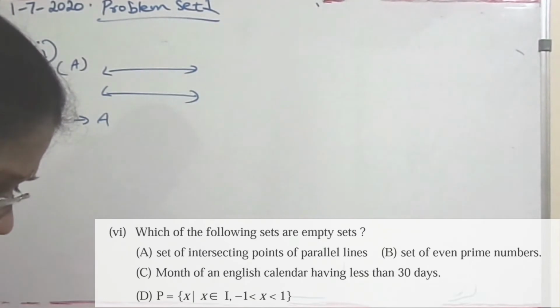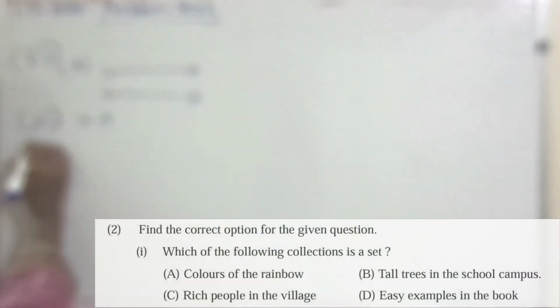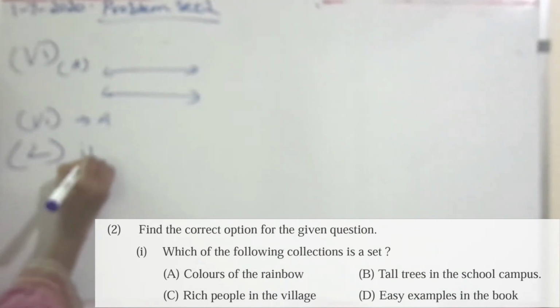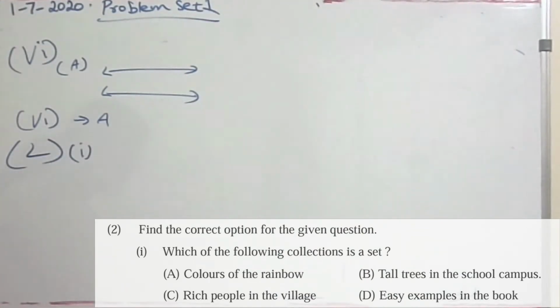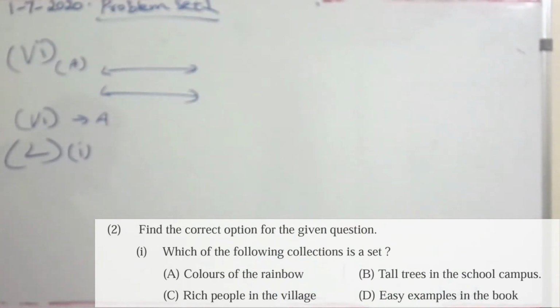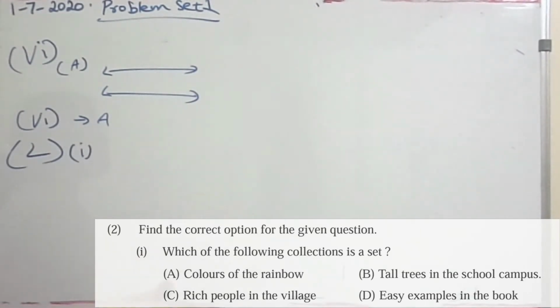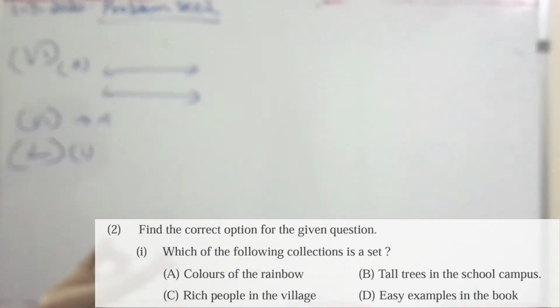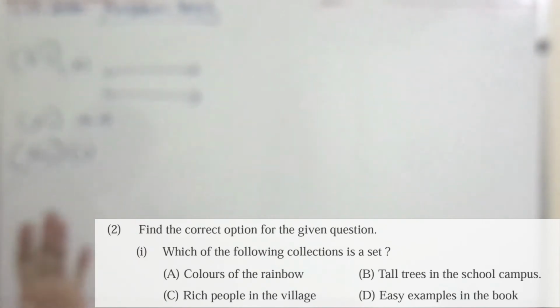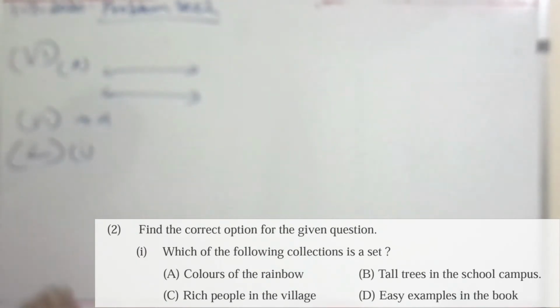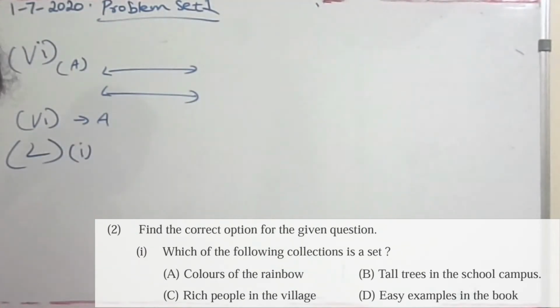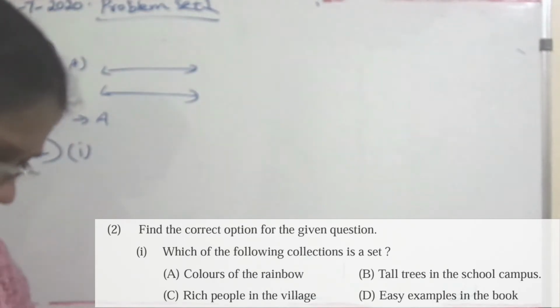Now question number 2. Which of the following collection is a set? Question number 2, the first one. Now they have given us colors of the rainbow. Is it a set? Yes, we can definitely say which are the colors of the rainbow: violet, indigo, blue, green, yellow, orange. Whenever you can say the members of the set, it is a well-defined set.